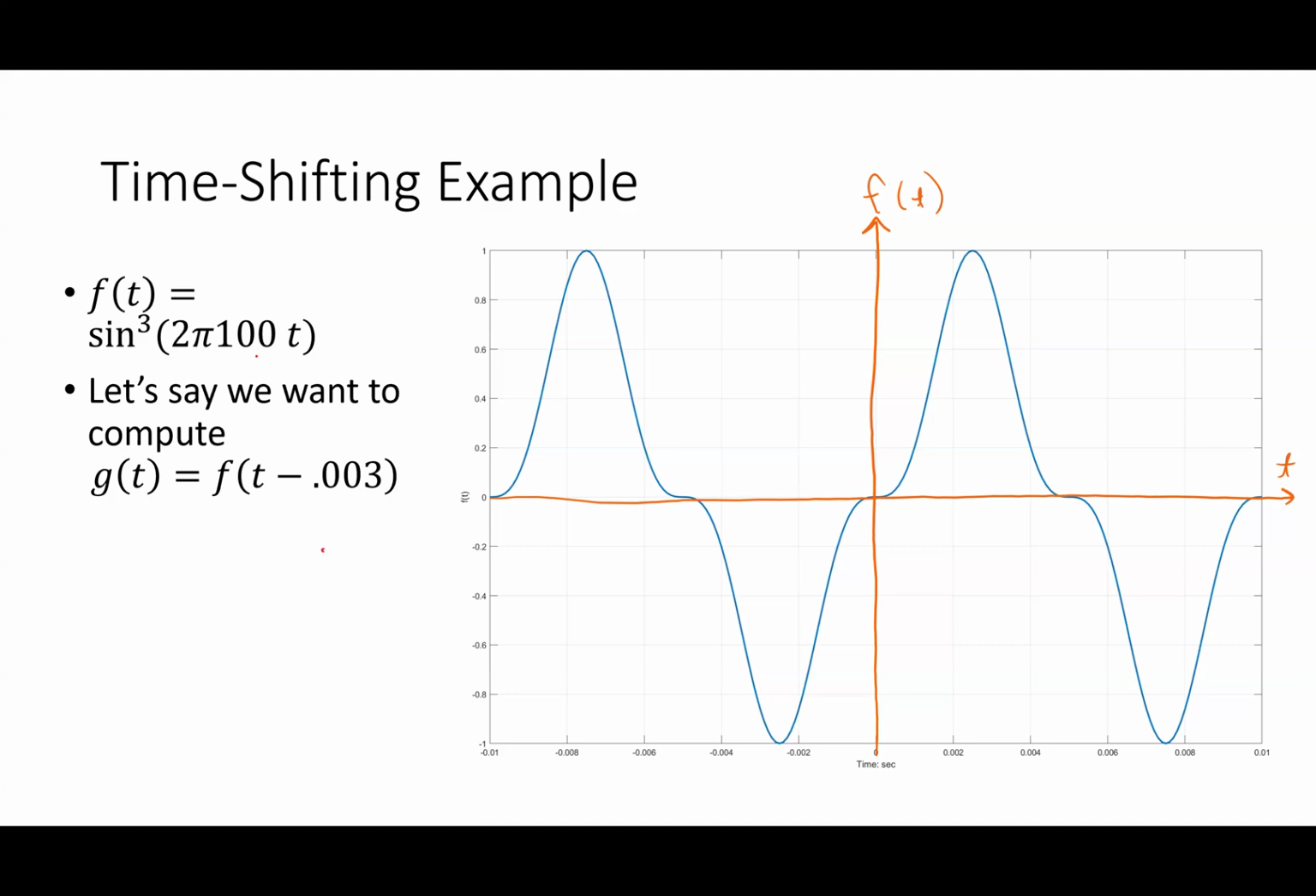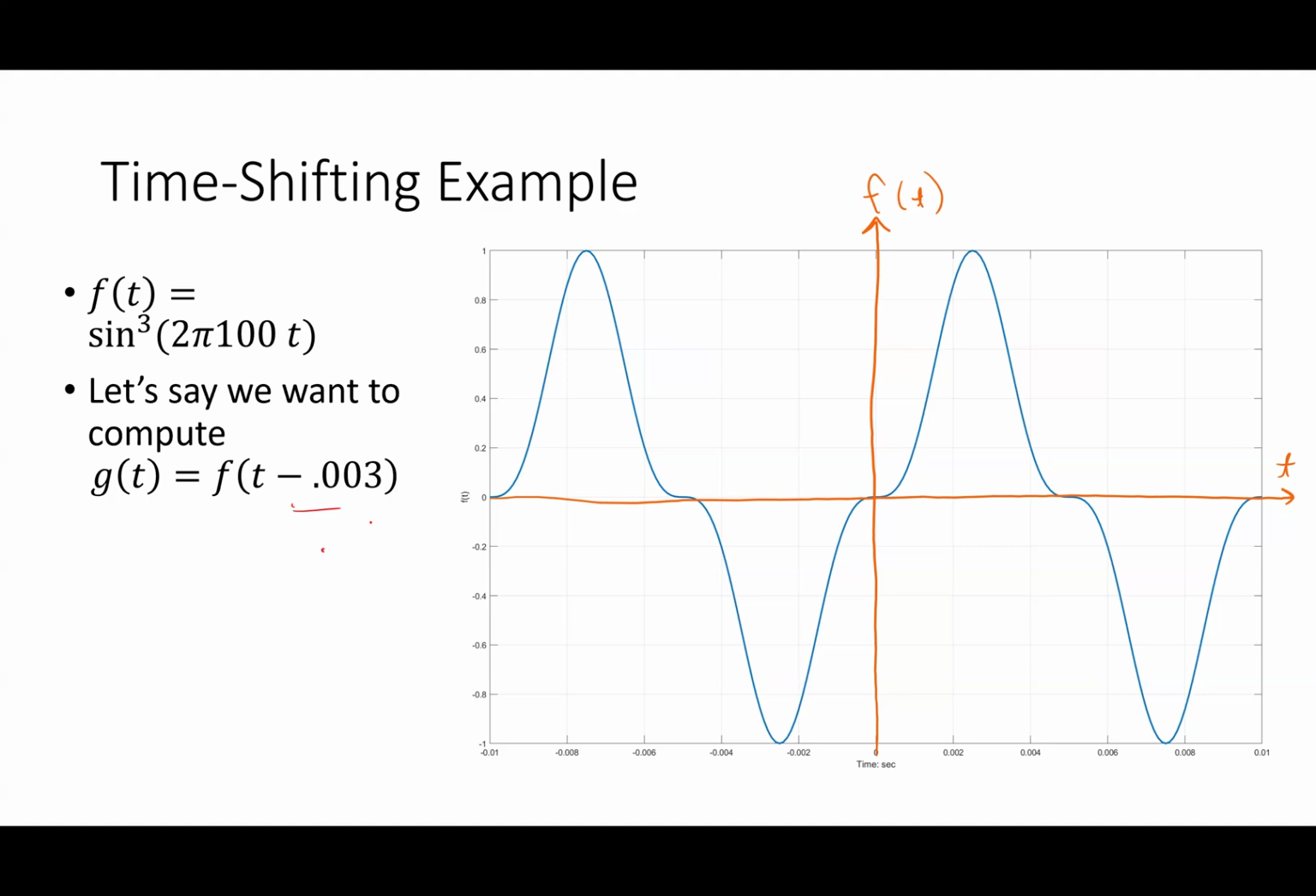Okay, so when I look at this guy, let's say I want to compute f of t minus 0.003. So what does this do if I have a minus 0.003? If I have a negative number here, what's a negative always do? Which direction do I shift? I shift to the right, which is a delay. Yeah, so it's a delay.